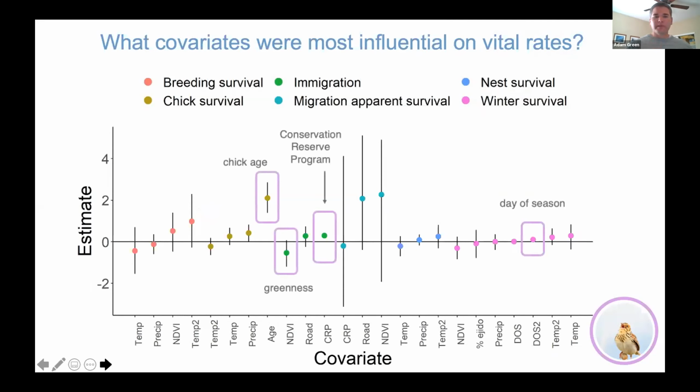And so we didn't have a ton of significant relationships, but juvenile survival increased as chicks got older. Immigration into a breeding site was negatively related to NDVI, the greenness, and positively related to the amount of CRP on the landscape. And then winter survival had a quadratic effect of the day of season. So there was maximum winter survival kind of in the middle of the winter.